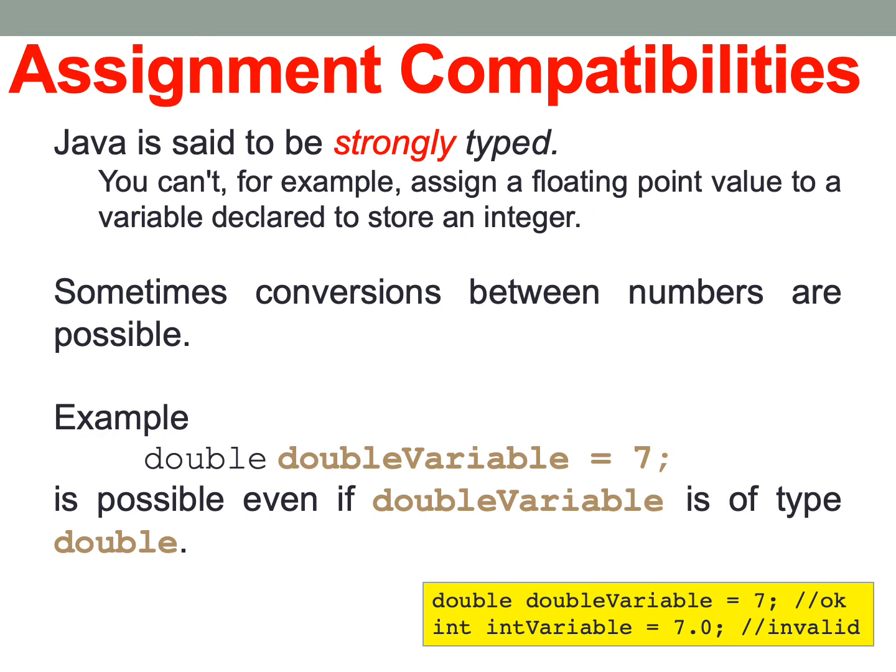Java is said to be strongly typed. You can't, for example, assign a floating point value to a variable that is declared to store an integer. Sometimes, conversions between numbers are possible. For example, if we have double variable equal to 7, it will display 7.0 because type double has the decimal point even though we initialize the value to 7. However, we cannot do int variable equal to 7.0. That is invalid because integer should not have any floating point value.